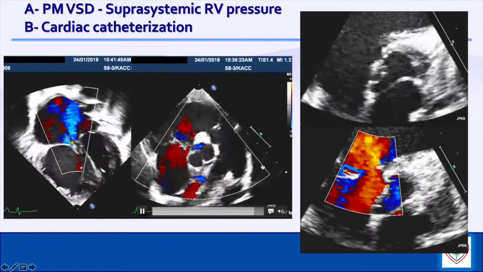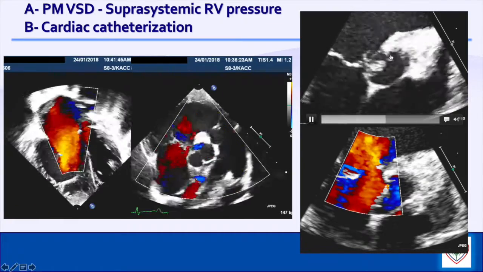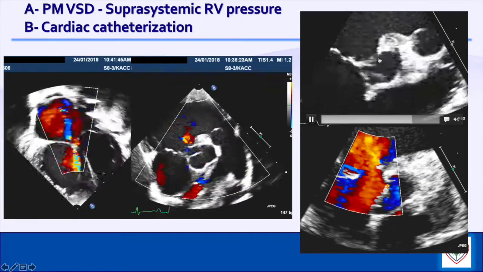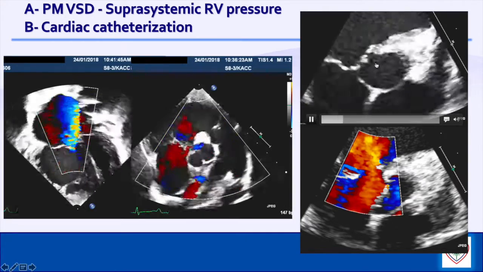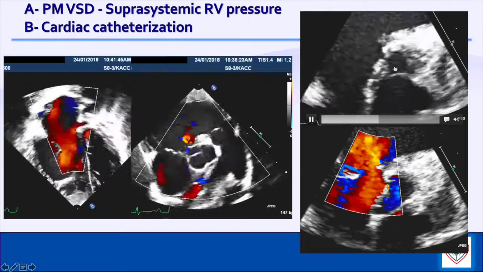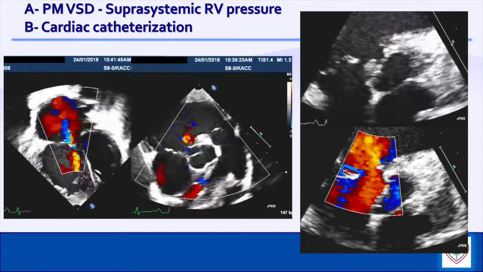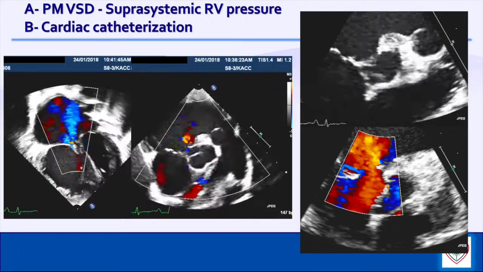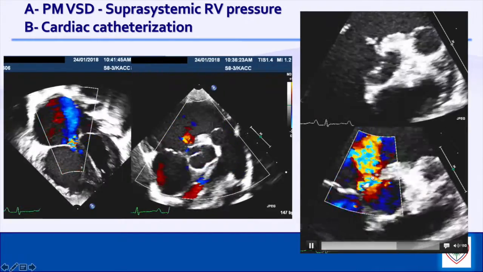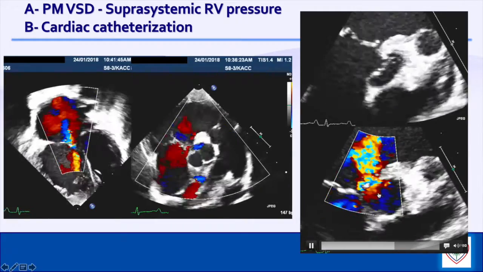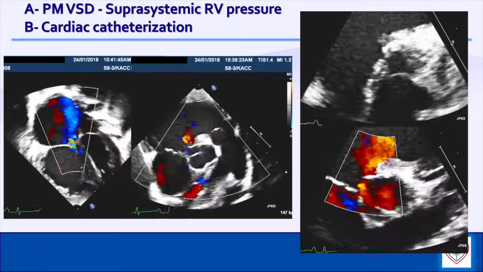When we look carefully at the perimembranous area, you can see there's a defect here, and the tissue in the perimembranous area is shifted towards the left ventricle. That means the right ventricle has a higher pressure. And this is with the color. You can see the bidirectional shunting, with right to left in systole and left to right in diastole.